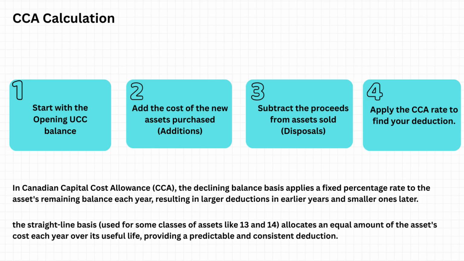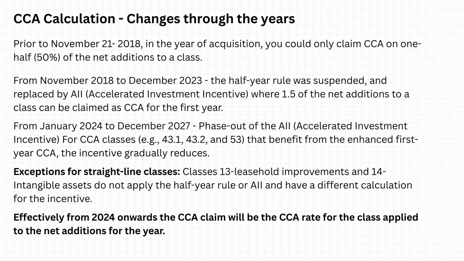Let's make this real with our truck example. Say you buy a Class 10 asset for $10,000. The rate for that class is 30%, so your deduction is 3,000 bucks. That's simple. This is the baseline for the CCA calculation. But as usual, the tax rules are always changing. Let's see some important changes that happened throughout the years.